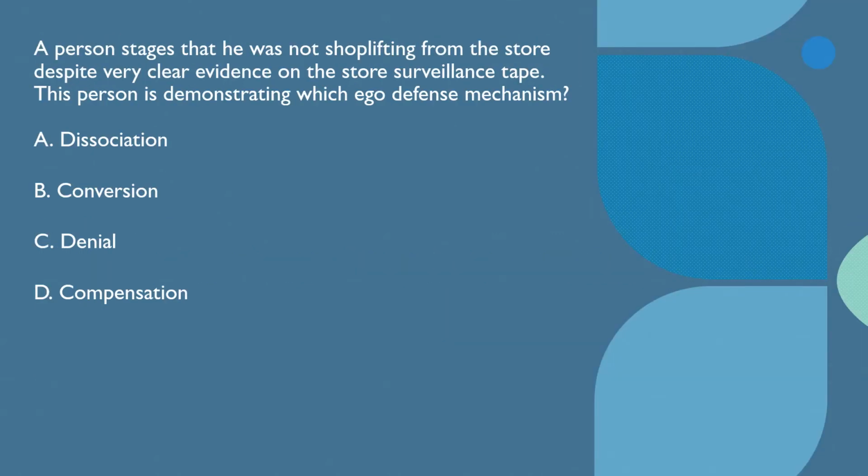A person states that he was not shoplifting from the store despite very clear evidence on the store surveillance tape. This person is demonstrating which ego defense mechanism? A. Dissociation. B. Conversion. C. Denial. D. Compensation.